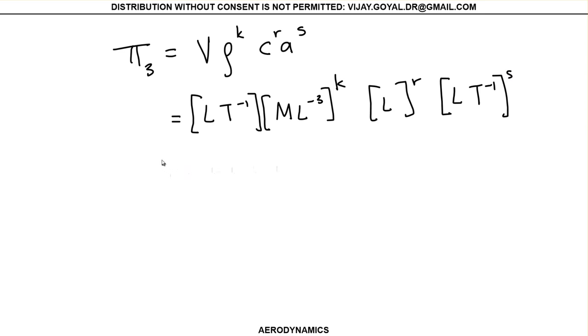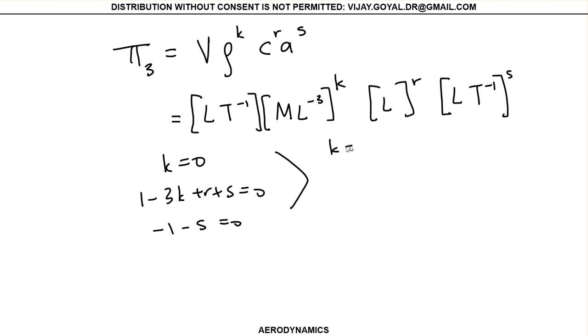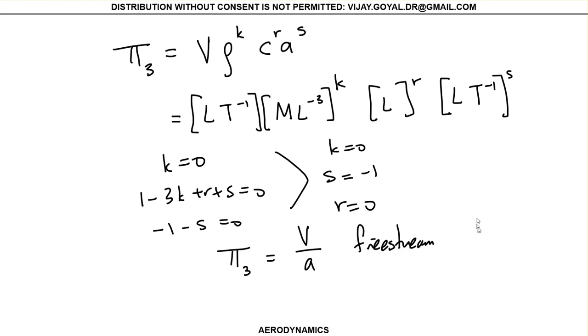And from here, what you can show is that your equations are k is equal to 0, 1 minus 3k plus r plus s is equal to 0, minus 1 minus s is equal to 0. And from here, you solve for k equal to 0, s equal to minus 1, r equal to 0. So basically, another form of pi 3 is nothing else than b over a. And note that this is the free stream Mach number.